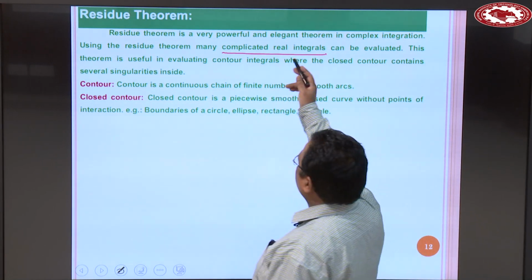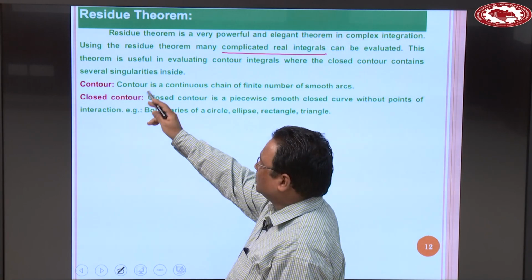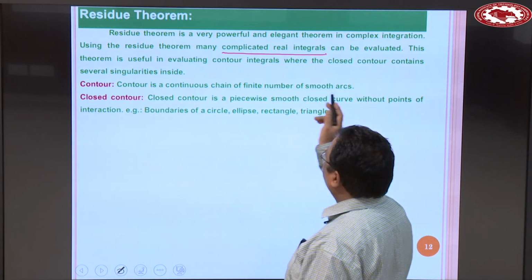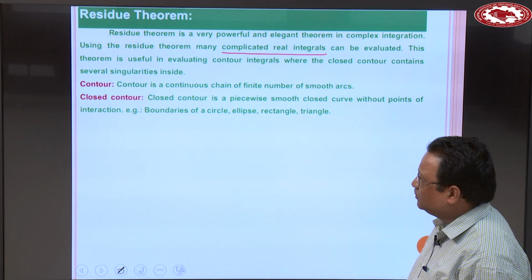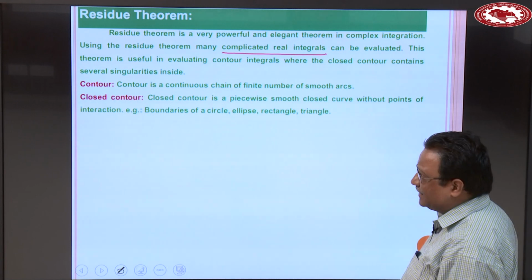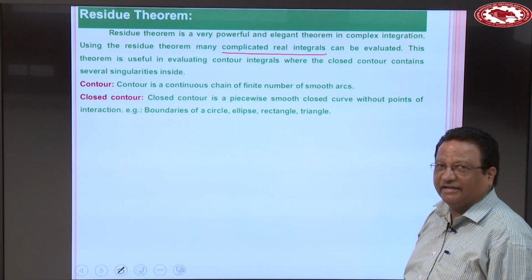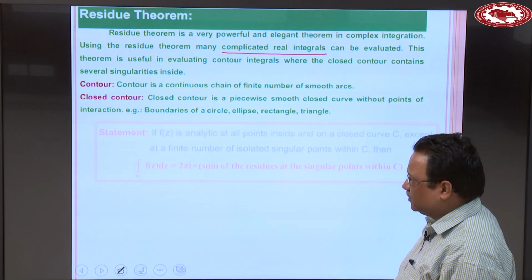And we have used the terms contour and closed contour. We have already discussed what is contour. Contour is a continuous chain of a finite number of smooth arcs, and closed contour means a closed contour is a piecewise smooth closed curve without points of intersection. For example, boundaries of a circle, ellipse, rectangle and triangle. So, these are the examples of closed contours, okay.